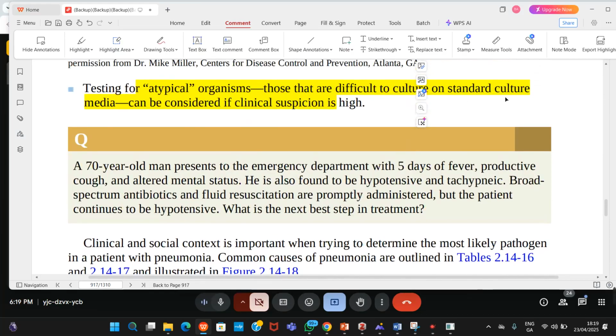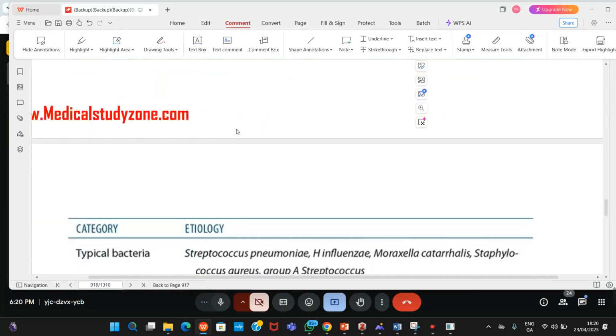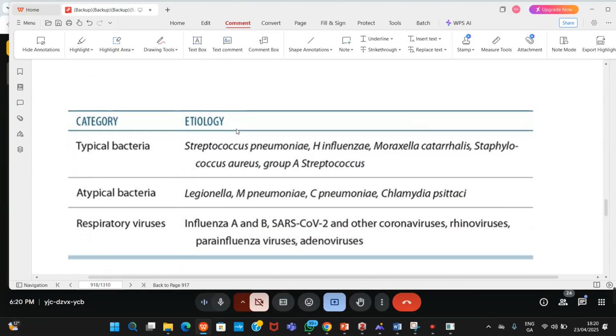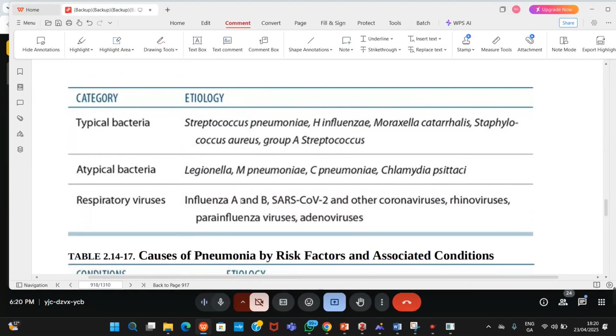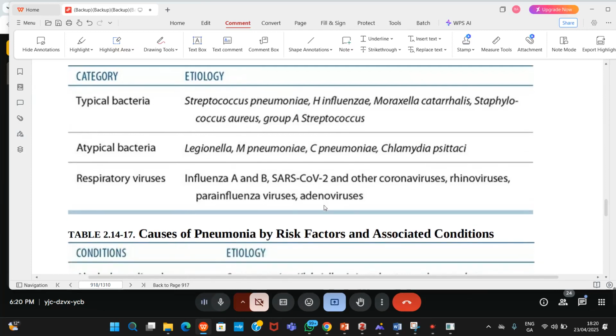The atypical organisms don't grow on standard culture. So you have to have a very high clinical suspicion, because they don't grow on standard culture, like Legionella and Mycoplasma. Even viruses too: influenza, like we have here, parainfluenza, COVID, and the likes.